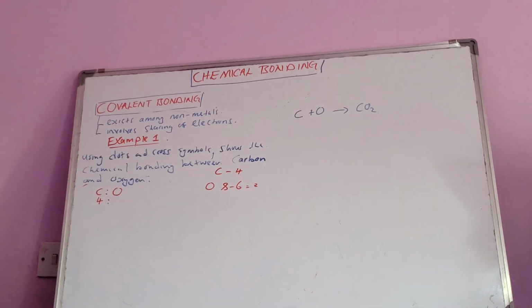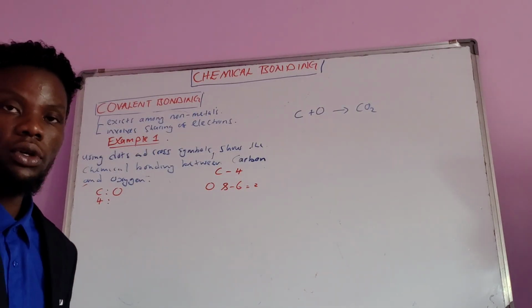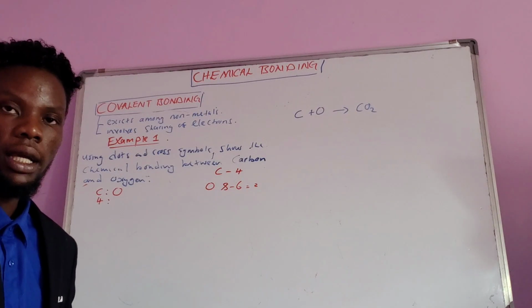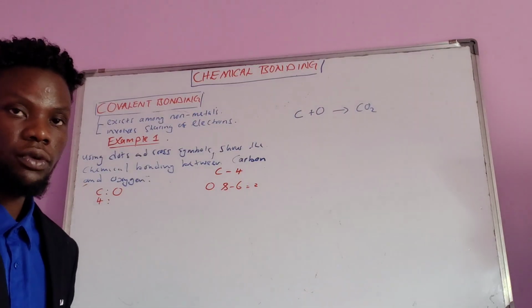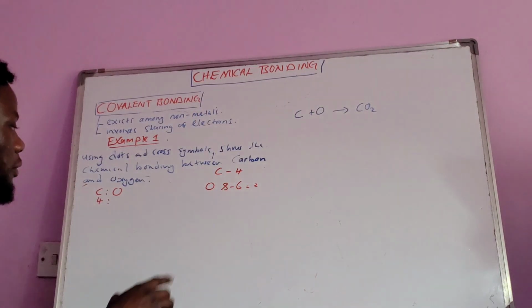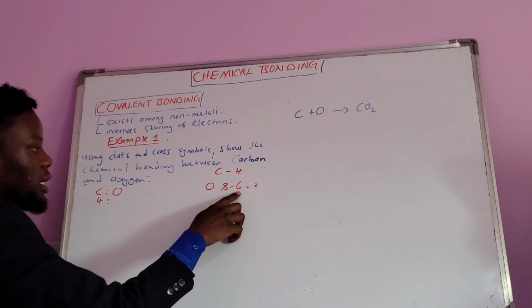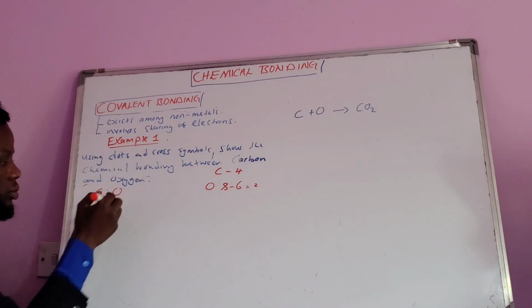Remember that for elements in group 5 up to group 8, to find the valence number, get the group number and subtract it from 8. No wonder that if oxygen is in group 6, I say 8 minus 6 to get 2.